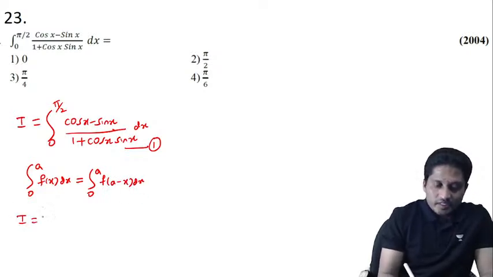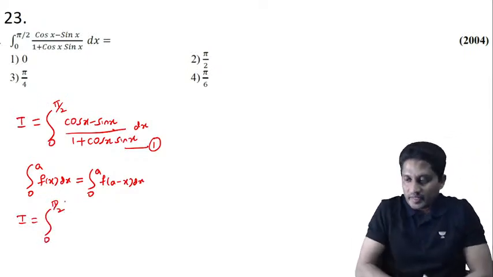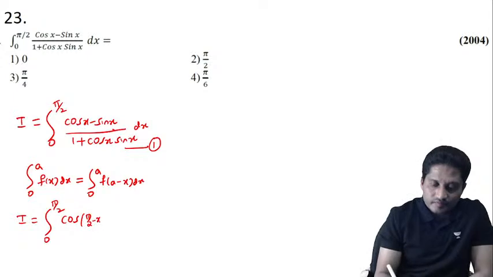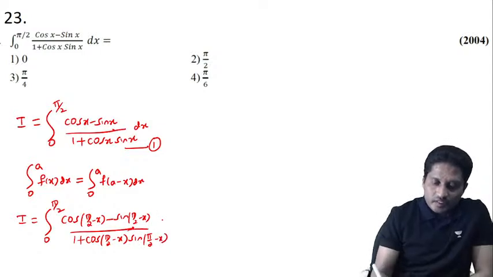I is equal to integration 0 to pi by 2. Change x to upper limit minus x. Upper limit minus x gives cos of (pi by 2 minus x) minus sine of (pi by 2 minus x), whole divided by 1 plus cos of (pi by 2 minus x) into sine of (pi by 2 minus x), and then dx.